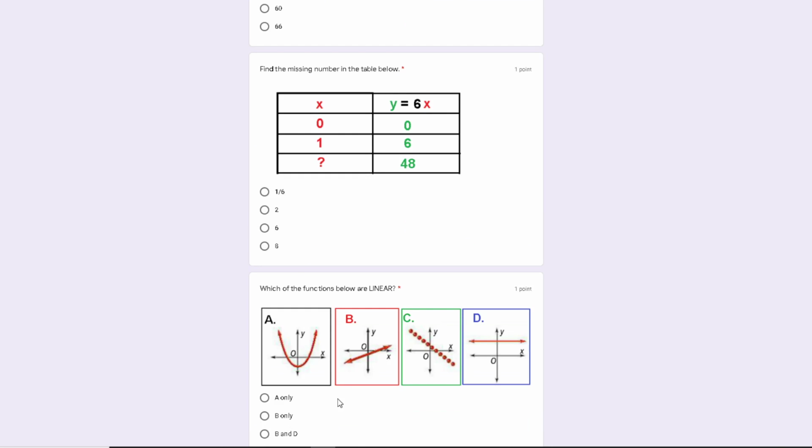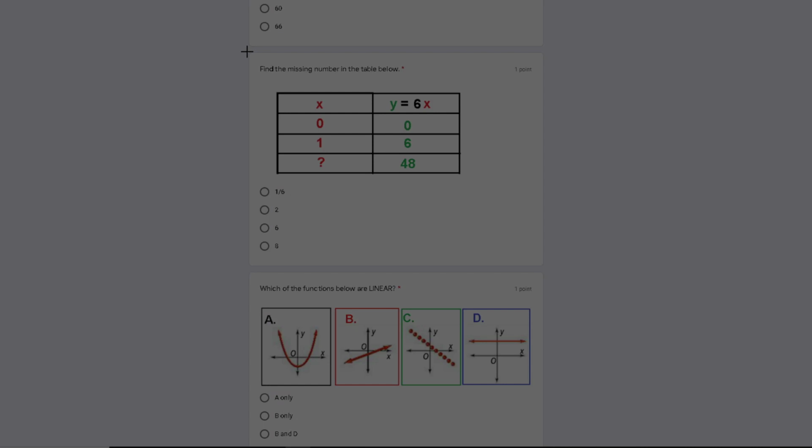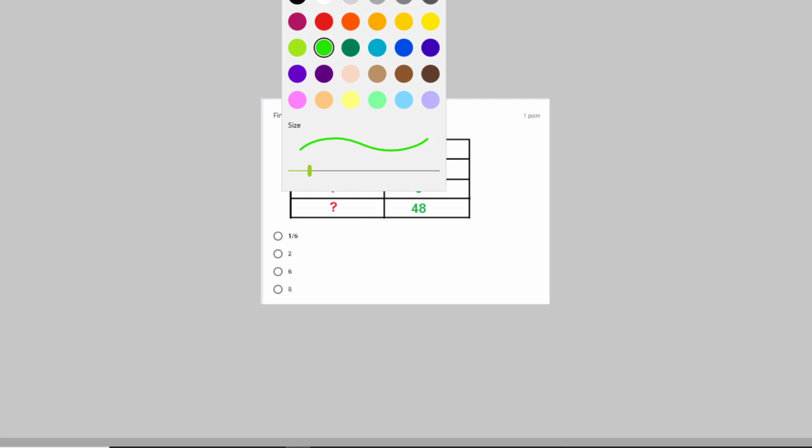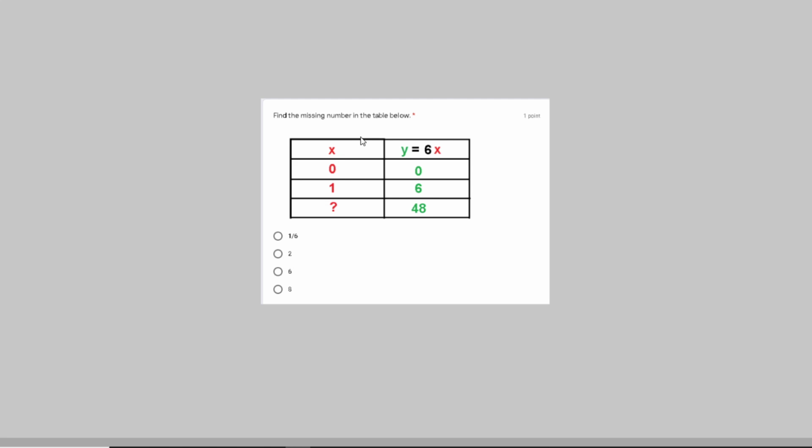So the next one here, we haven't done too much like this, but it's a very similar type of question, and it's one that is actually going to tie into what we're doing next in the class. In this case, we need to find x. We know that y is 48, but we don't know what x is. So our y is 48, and this is equal to 6 times whatever x is.